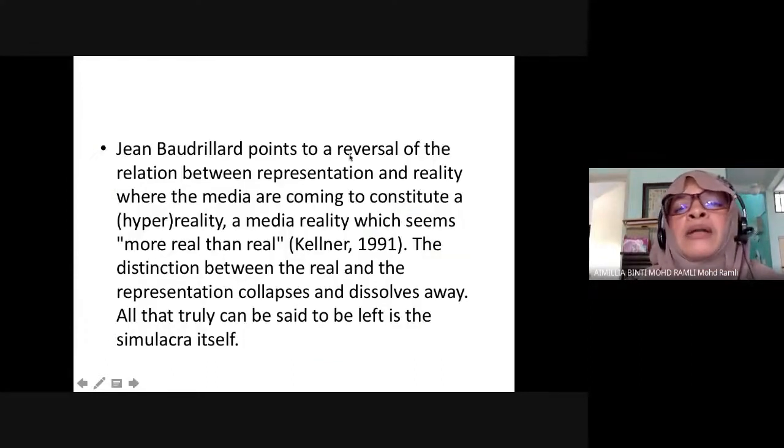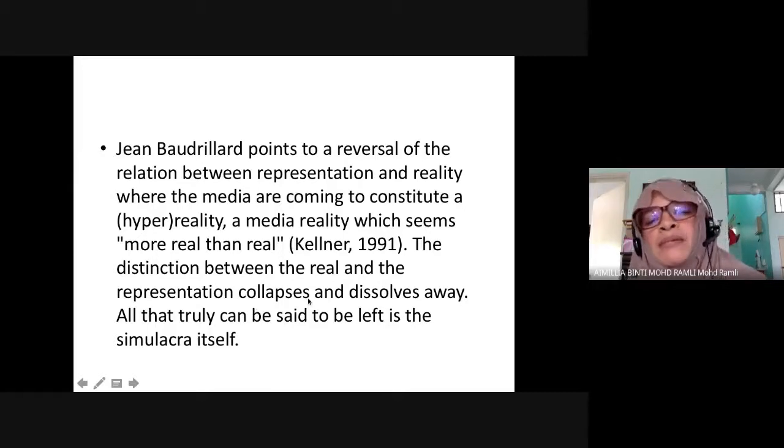John Baudrillard points to a reversal of the relation between representation and reality, where the media is coming to constitute hyper reality. A media reality which seems more real than real. The distinction between the real and the representation collapses and dissolves away. All that truly can be said to be left is simulacra itself.